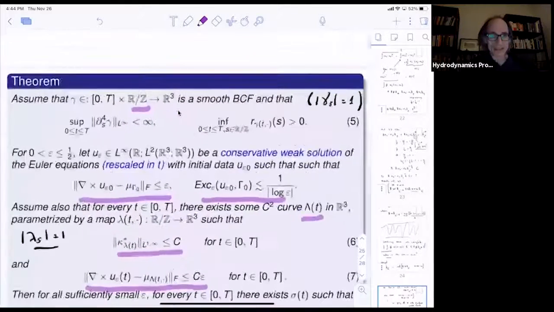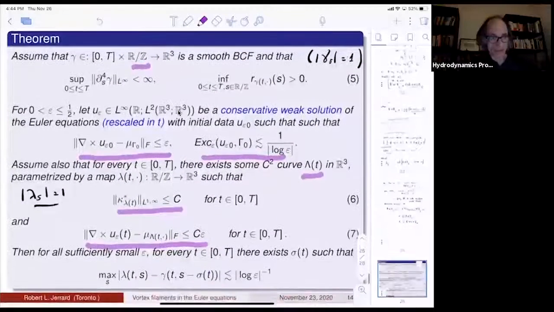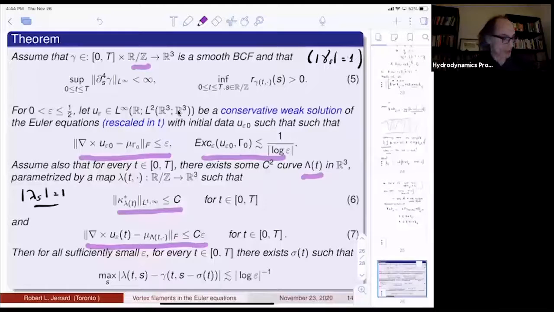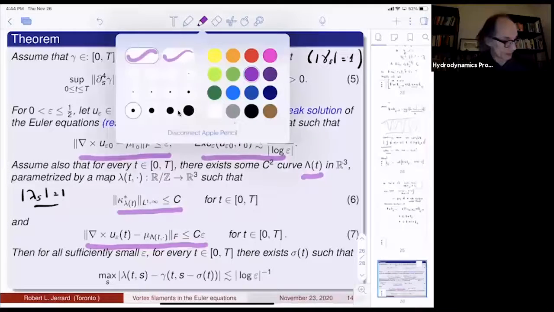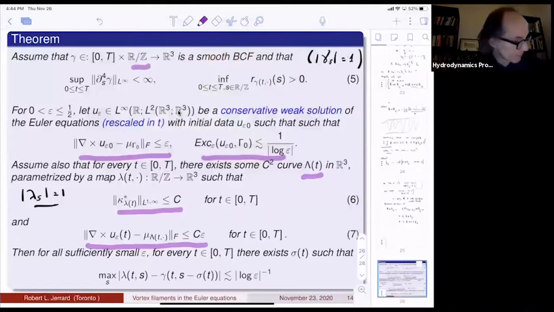So it says, again, we've seen it before. I have a smooth flow, gamma. I assume four derivatives are bounded. I assume that it has a nice security radius around it. I have a solution of the Euler equations. I don't care if it's smooth, but I assume that it remains that. Okay, I can assume what I want with initial data. There's nothing wrong with that.